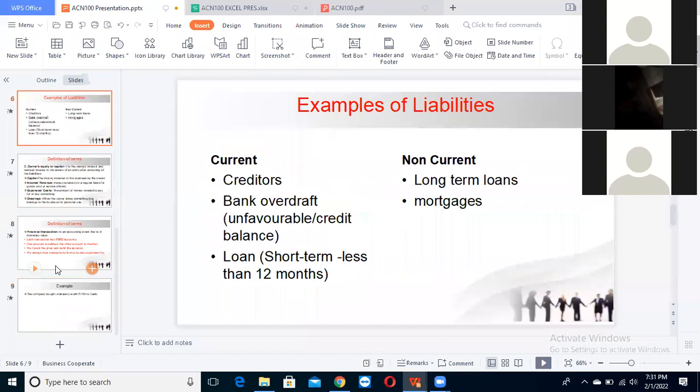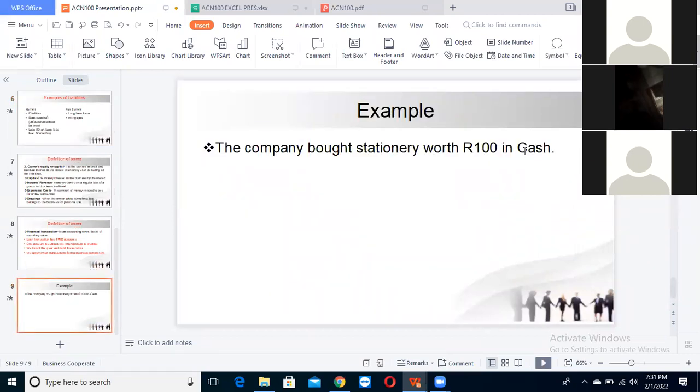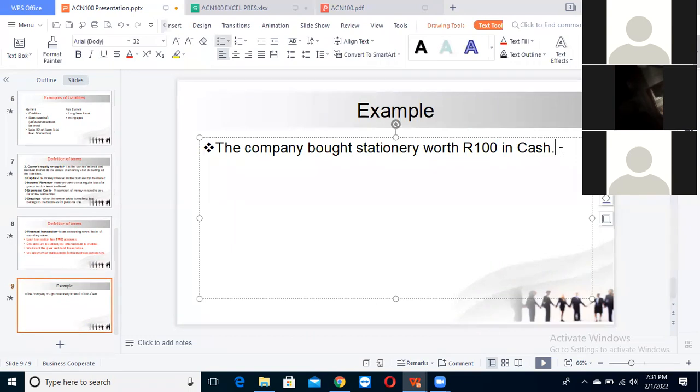On the example, because I want to be able to show you how we identify the accounts. So what is happening here? We are buying stationery using cash. What is stationery? Stationery are those things that we use in business. Suppose we've got bond paper, we've got pens, pencils, we've got printing machinery, and other stuff that we use just to record our day-to-day running of business. The invoice books, the cash books, those are the stationery that we talk about.